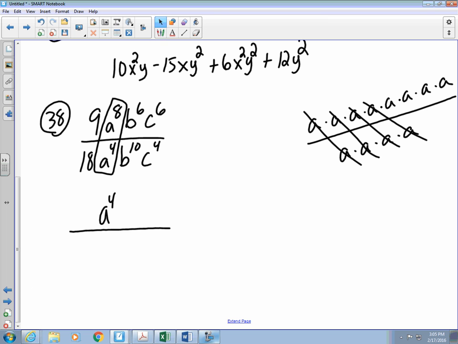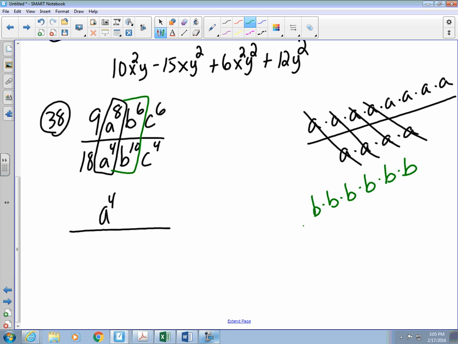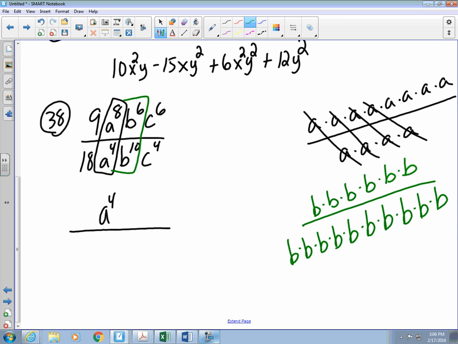Now, if I focus on this next one, b to the 6 over b to the 10, same idea. You would have 6 of these and 10 of these. 1, 2, 3, 4, 5, 6, 7, 8, 9, 10. You're left with 4. Where? On the bottom. Now the shortcut is just to subtract the exponents.